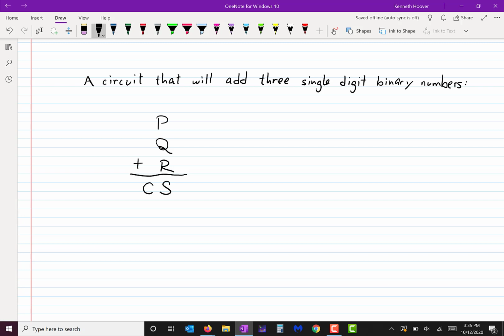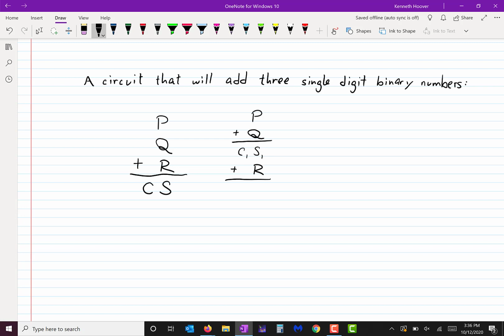Okay? Now, how do you do that? Even in base 10, how do you add 3 numbers together? You first add 2 of them, and then you add the third one to the answer, right? So here's how we would do this. In reality, we would do P plus Q, and let's call the answer C1S1. We already have a circuit that will accomplish that. The half adder circuit will accomplish that. And then we add R to the answer of that.